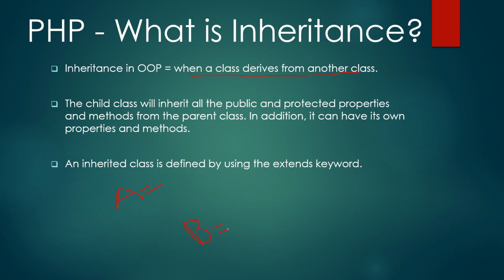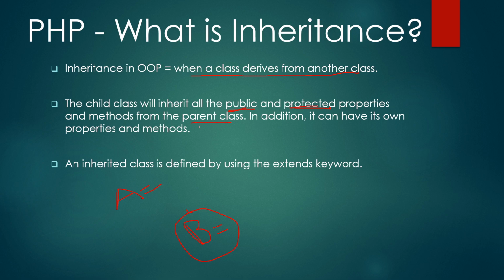There are different names that can be given, but usually I prefer the parent and child analogy because it sounds relatable to me. This is a parent and we are deriving a class called B from A, so that's why B became a child of A. The child class will inherit all the public and protected properties and methods from the parent class. As I said, the child class will inherit all the properties, but here there is one condition. Only public and protected properties and methods can be inherited.